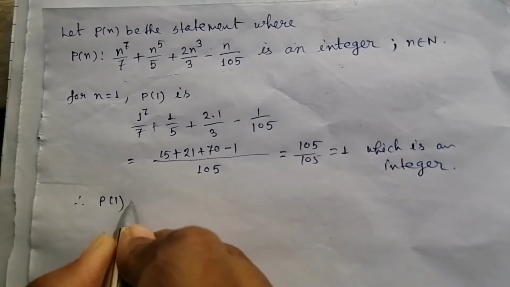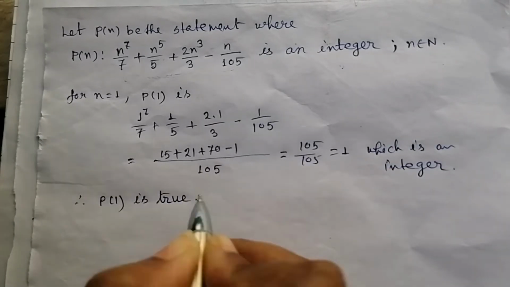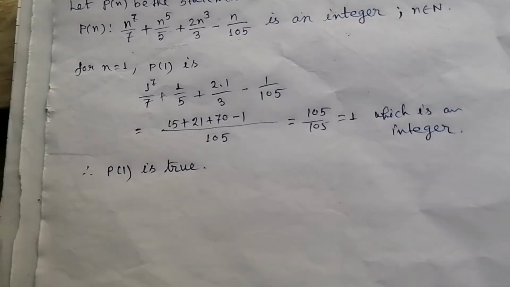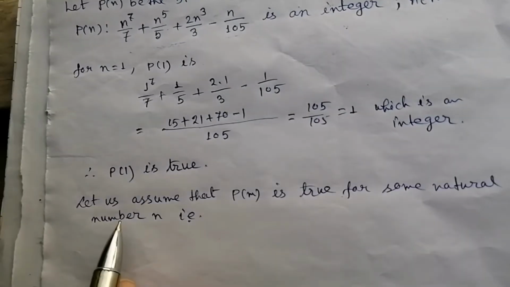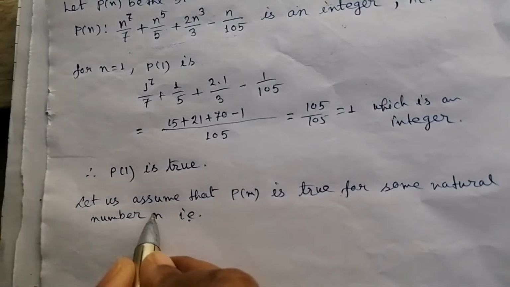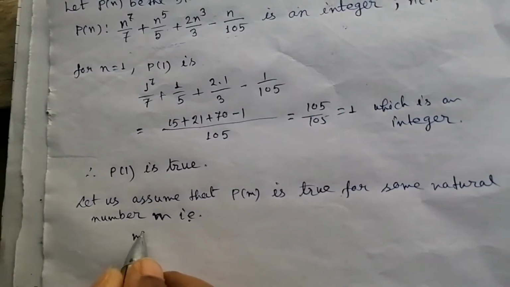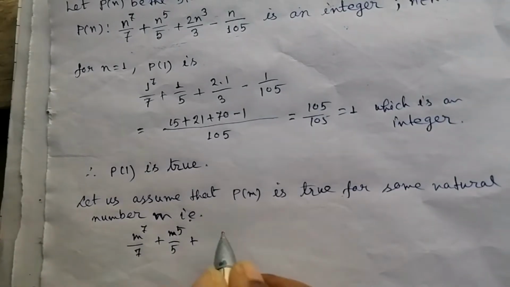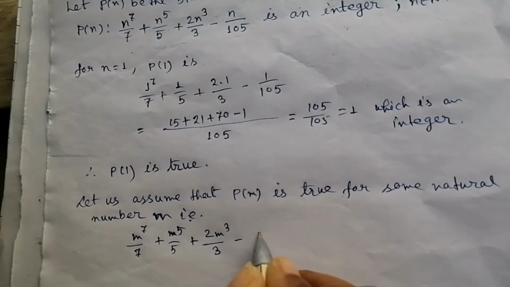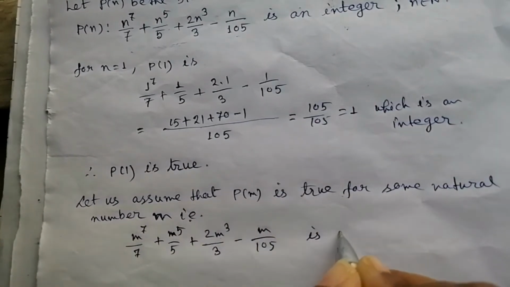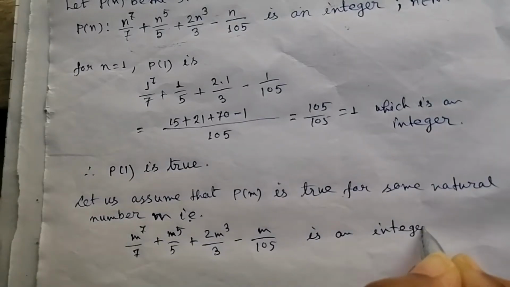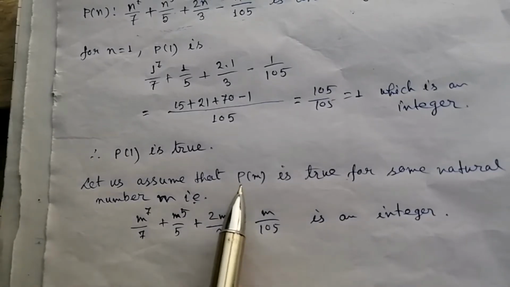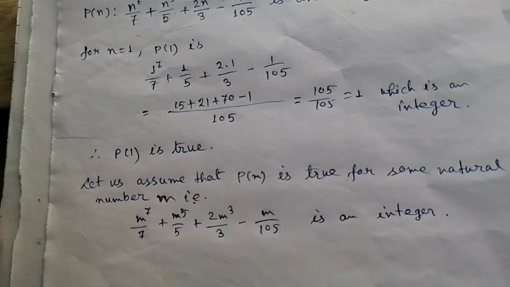Therefore, P1 is true. Now, take the part A, that is we are going to assume. Let us assume that Pm is true for some natural number m, that is m to the power 7 divided by 7 plus m to the power 5 divided by 5 plus 2 m cube by 3 minus m divided by 105 is an integer. Now we have to prove that Pm plus 1 is true whenever Pm is true.